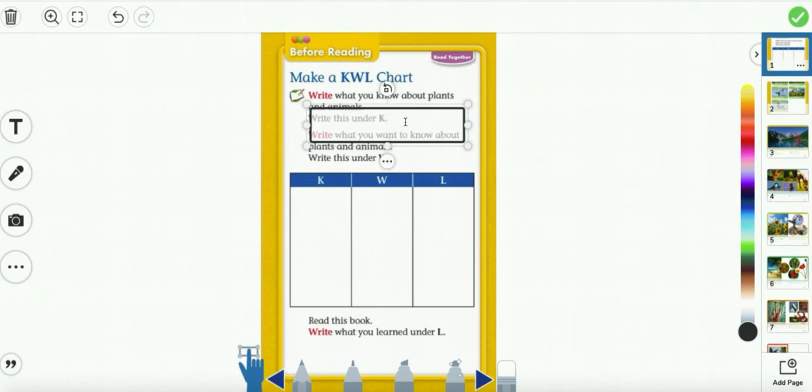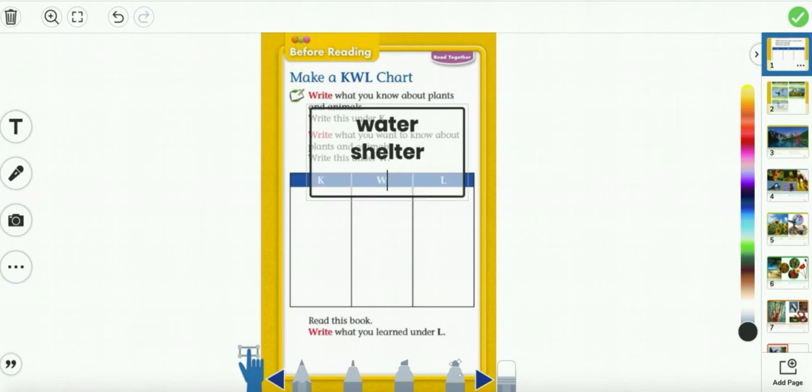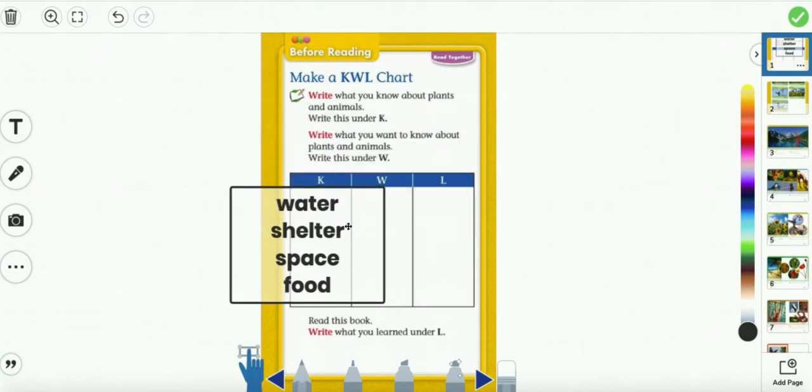We know that they need water. What else do they need? Soil. Oh, well, not all plants and animals need soil, just plants. So let's think about something else that both plants and animals need. They need shelter and they need space to grow. They also need food. So we're going to go ahead and put that in our K. Next it says, write what you want to know about plants and animals. We're going to write this under W.